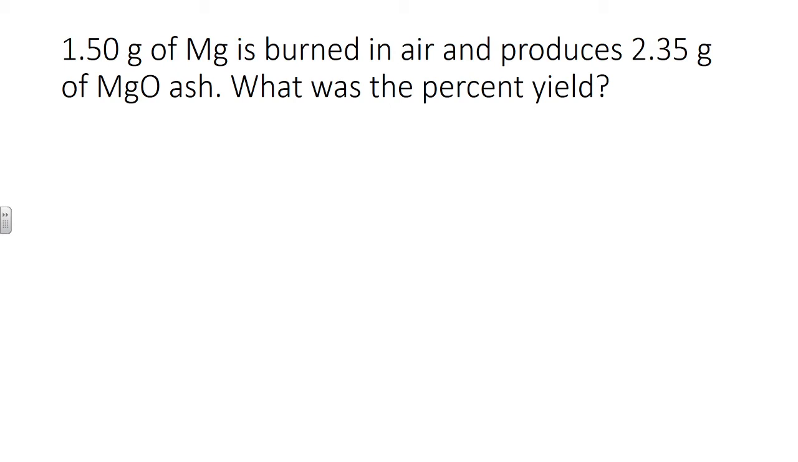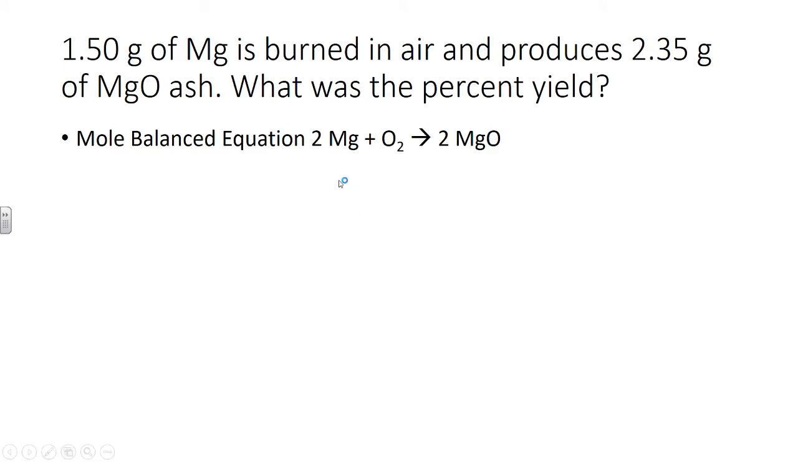In order to solve this problem, we need to know our actual yield and our theoretical yield. Let's look at the equation. So we can see that magnesium is a reactant, oxygen is a reactant, and we're making magnesium oxide. So that tells us that this 2.35 grams number, that is our actual yield. We are just being told that this reaction made 2.35 grams. And now we need to figure out, well, how much did we expect to make?